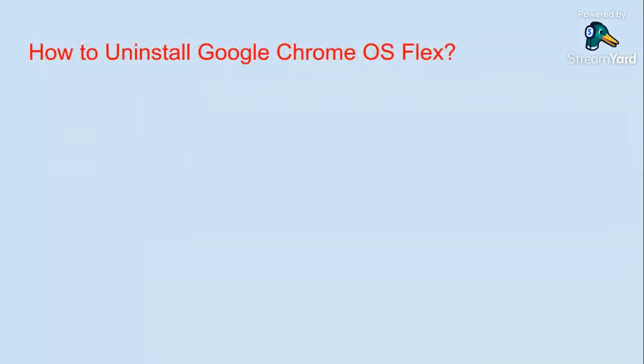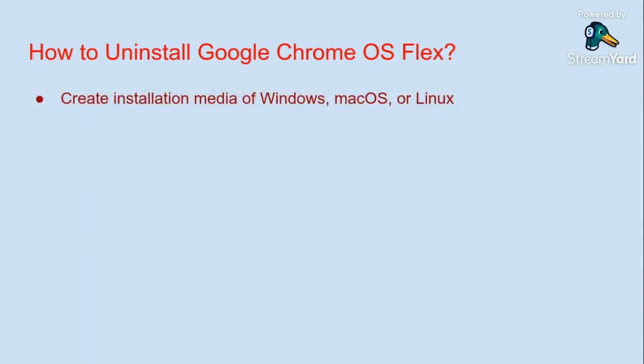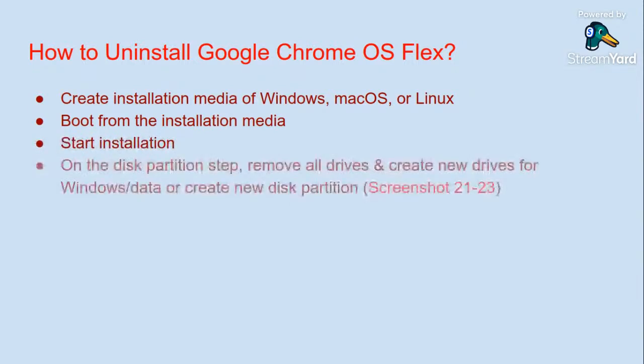And after you are using the Chrome OS Flex, you might decide to remove it from the computer. Here are the steps to uninstall it. So create installation media of Windows, Mac OS or Linux, whatever OS you are going to install. And you want to remove Google Chrome OS Flex. Boot from that media which you have created on the first point, start the installation, and on the disk partition step, remove all devices and create new device for Windows, data, or whatever you like.